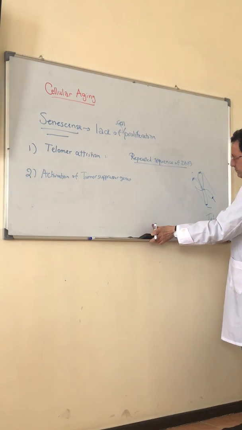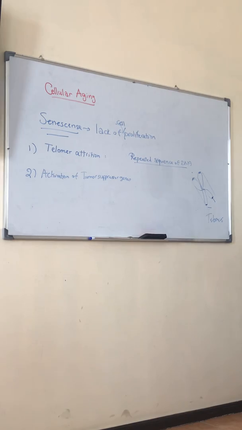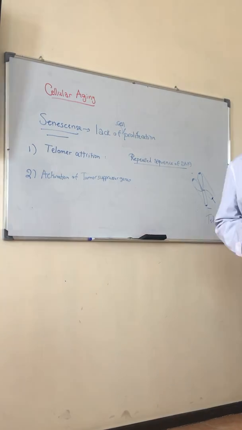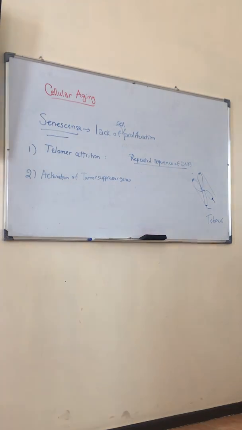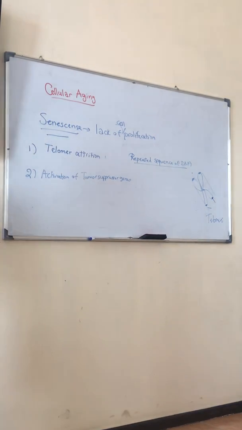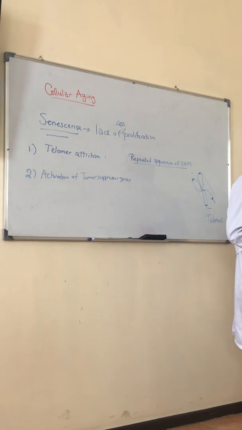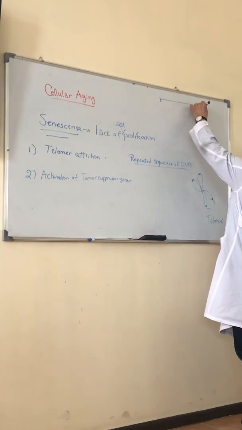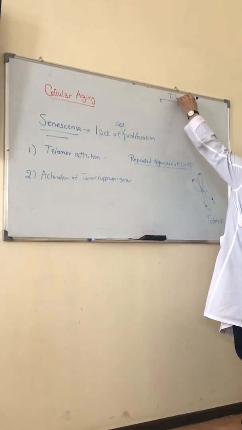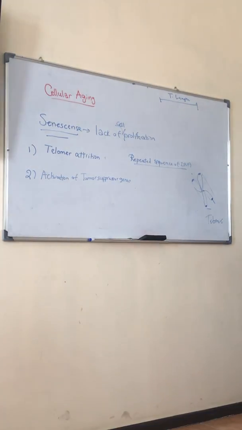And this doesn't let any damage happen to the other part of the chromosome. So for better action, the telomere length should be stable. If its length is stable, the cell can proliferate for a very, very long time.